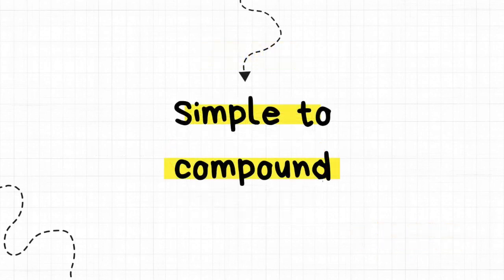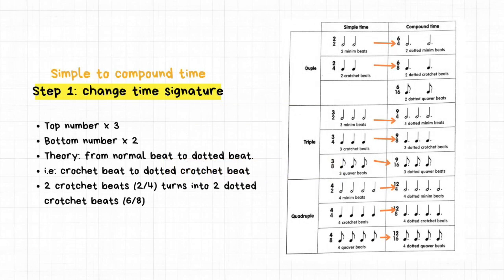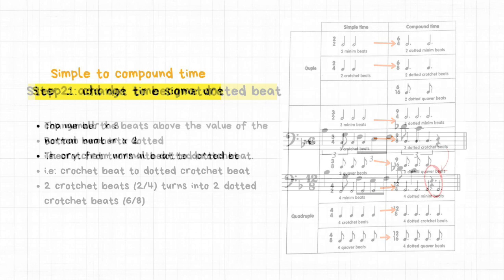The following one will be converting simple time to compound time. The first step is to change the time signature. The top number will times 3 and the bottom number times 2. The theory is from the normal beat to a dotted beat. For example, a crotchet beat to dotted crotchet beat. So 2 crotchet beats, 2-4, turns into 2 dotted crotchet beats, which is 6-8. This diagram shows us the corresponding simple time into compound time.